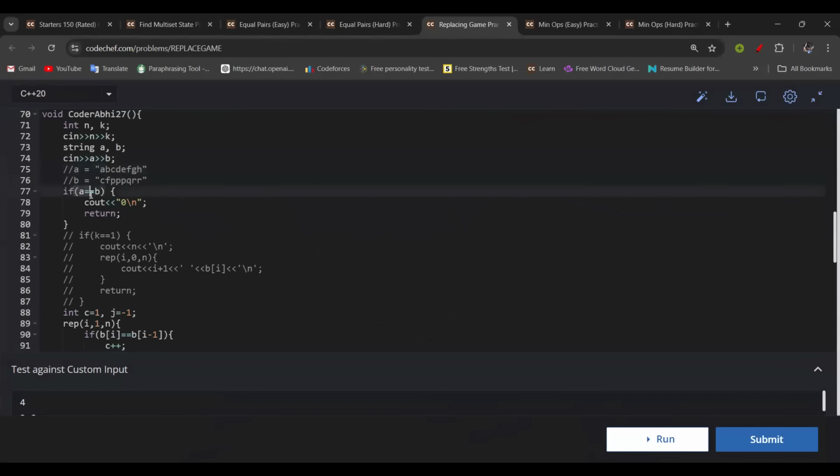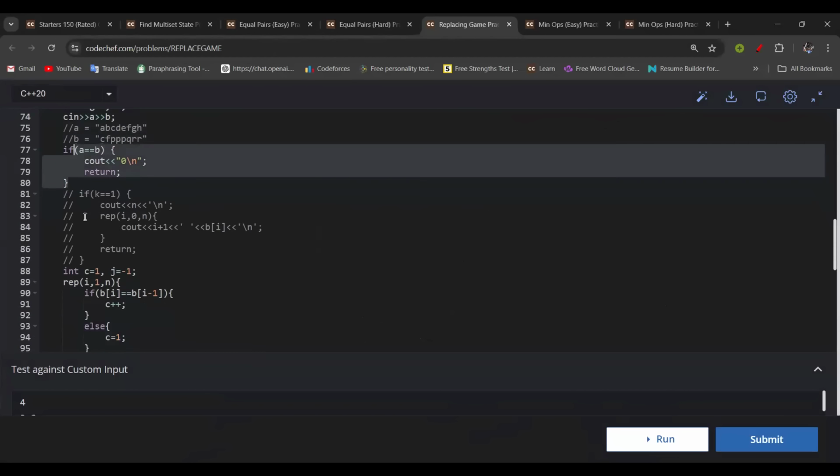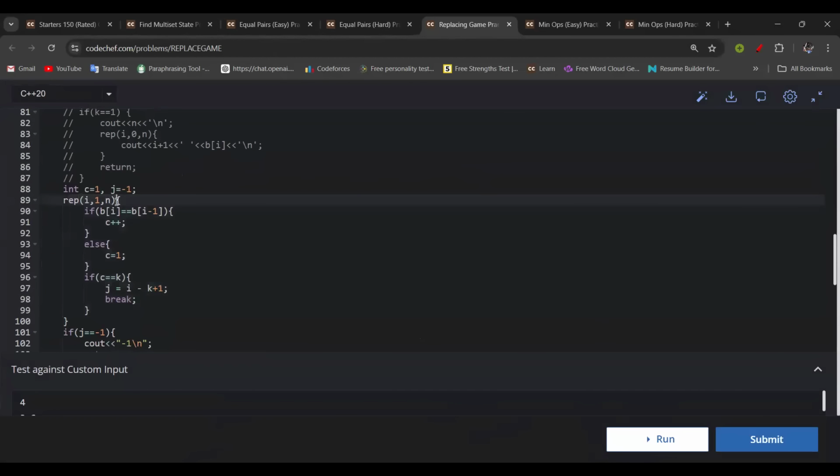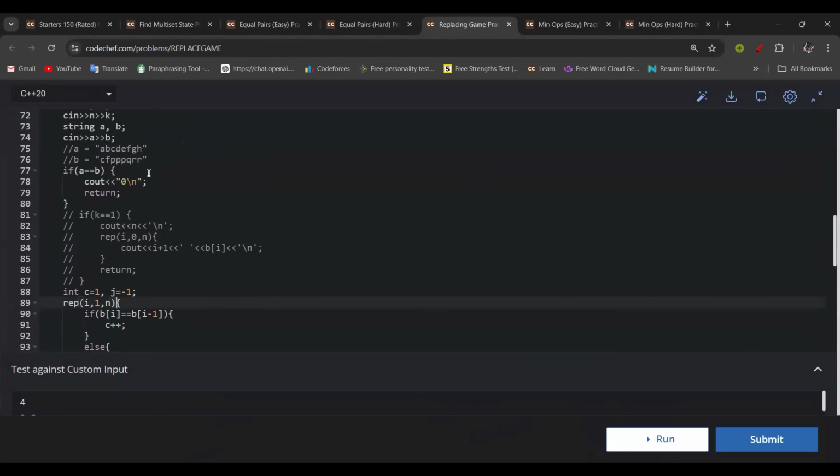So first I would check if A and B are equal, they are not equal. Then through this, I am just checking whether there are k consecutive elements. Here my k is 3. So this is the place where I found there are 3 consecutive p's.